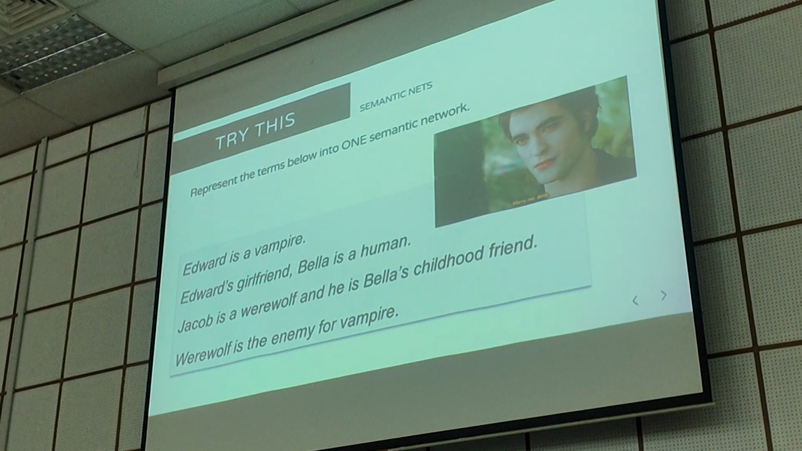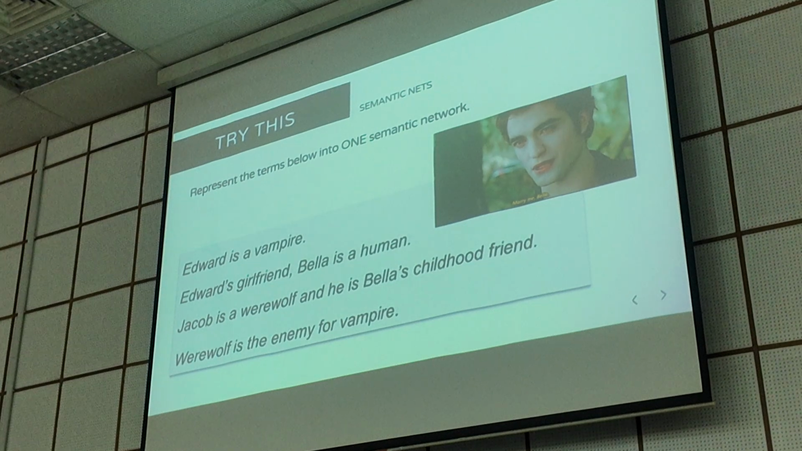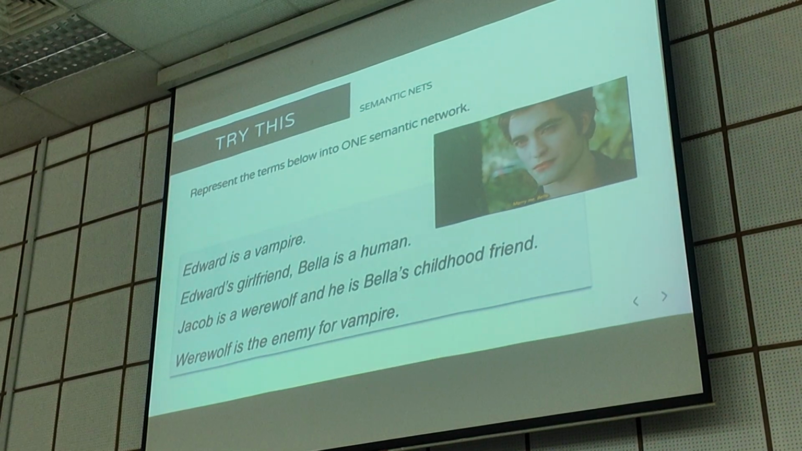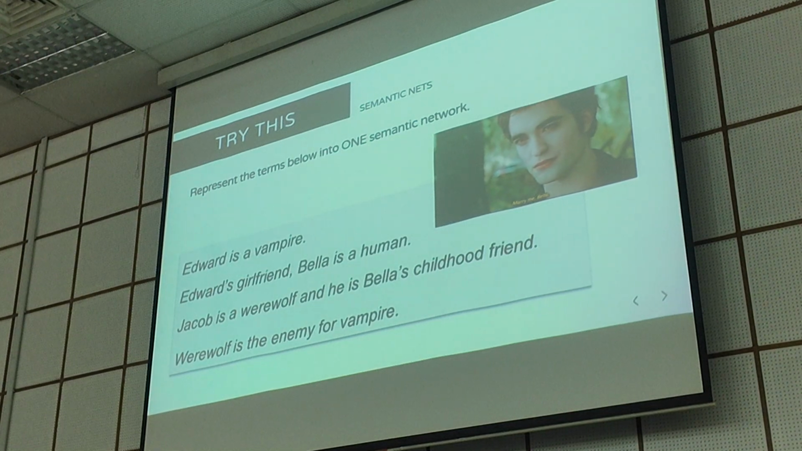Okay, so can you try to represent the terms below in one semantic network? Edward is a vampire. Edward's girlfriend Bella is a human. Jacob is a werewolf and he is a child's brain. Werewolf is the enemy of vampire. Alright, so usually you're given a paragraph like this, then you have to draw the semantic network based on this simple paragraph here.